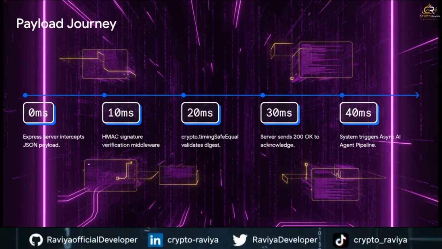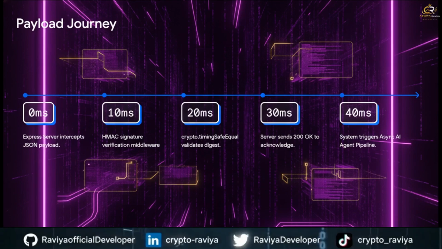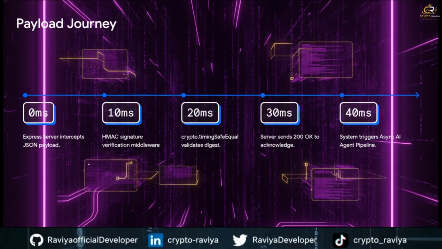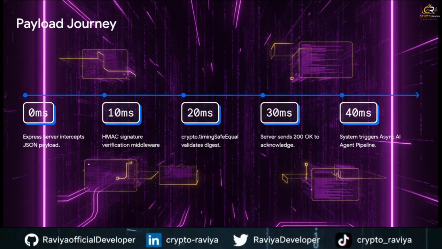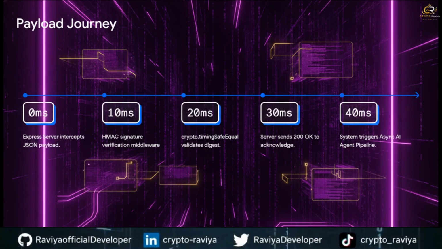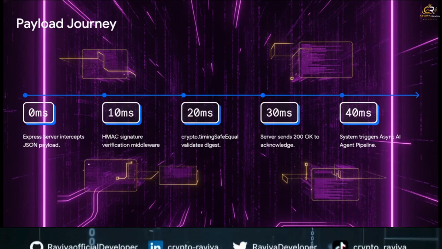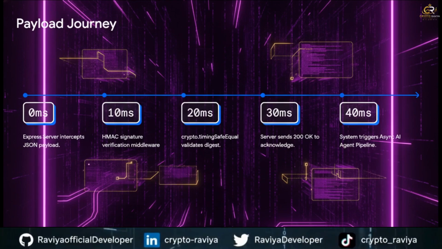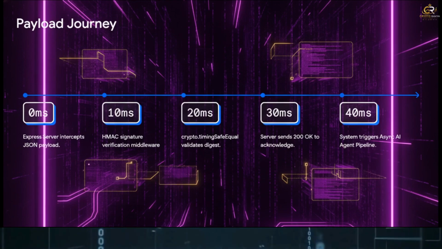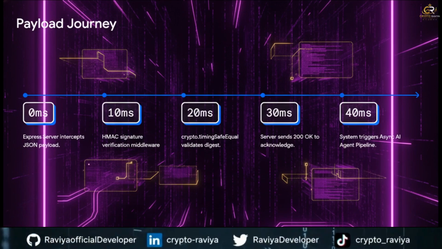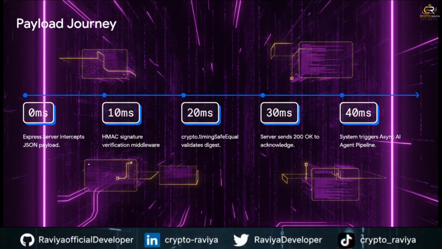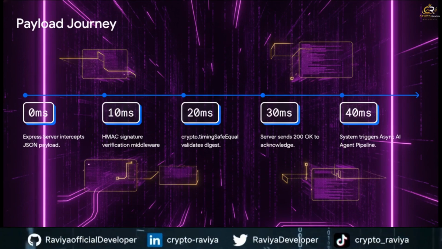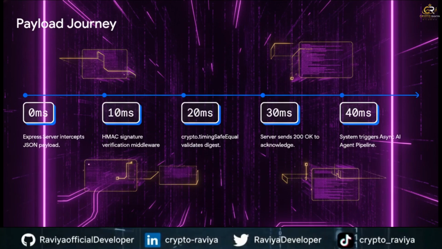At 0 milliseconds, our Express server intercepts that JSON payload. Boom! By 10 milliseconds, our custom middleware is already running the HMAC verification. At 20 milliseconds, Node's built-in crypto module uses timingSafeEqual to securely validate the digest, which prevents any sneaky timing attacks. By 30 milliseconds, we've already fired back that crucial 200 OK response to acknowledge the source. And finally, at exactly 40 milliseconds, our system triggers the asynchronous AI agent pipeline. Total elapsed time? Literally less than the blink of an eye.